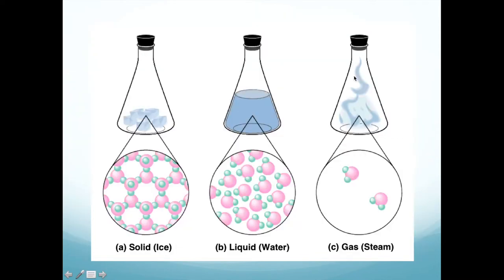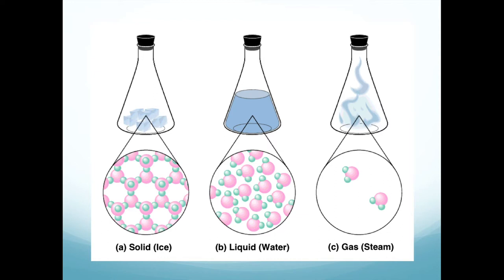Now, why do we see this? Why do solids have a fixed volume and shape? Why does a liquid only have a fixed volume but an indefinite shape? And why do gases have neither? Why are they variable for both volume and shape? It comes down to the way those molecules are arranged in those substances.